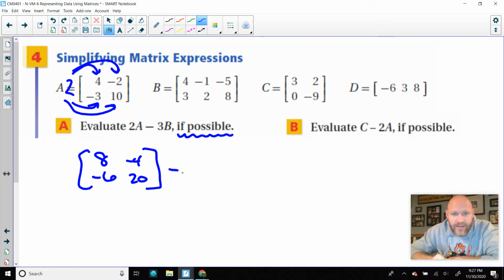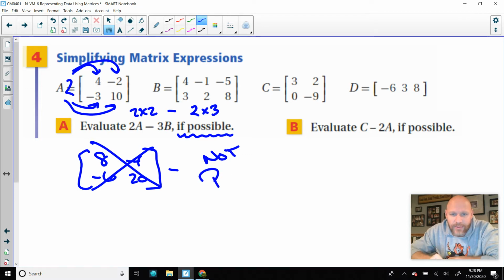And then I would subtract 3 times B. But before I multiply 3 to all these numbers in B, I notice that it is 2 rows and 3 columns, whereas matrix A is only a 2 by 2 matrix. So 2 by 2 minus a 2 by 3 is not possible. So I didn't even have to do this math over here. What a waste of time. Not possible would be the answer. However, 2 times A does appear over here, so I didn't completely waste my time.